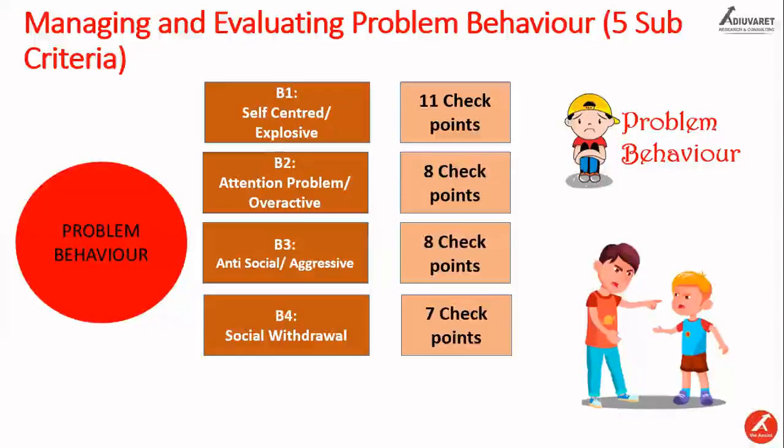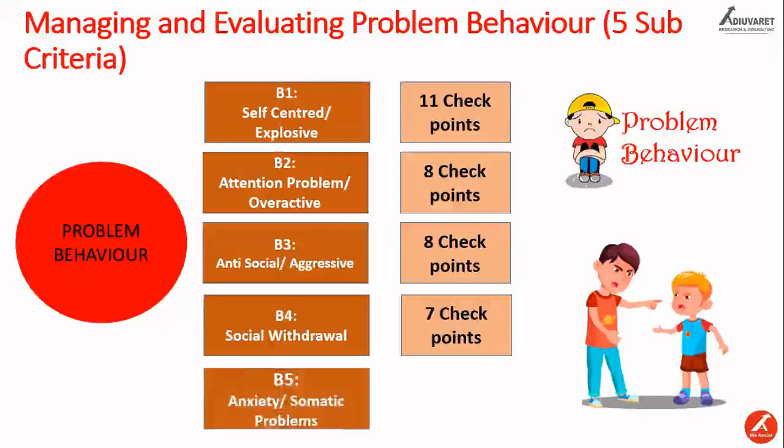So it goes without saying that once we understand these are the components of social withdrawal, then that provides the easy opportunities for teachers as well as parents to address them quite easily and effectively. Then the fifth subcriteria under this problem behavior is the anxiety or somatic behavior of our children.